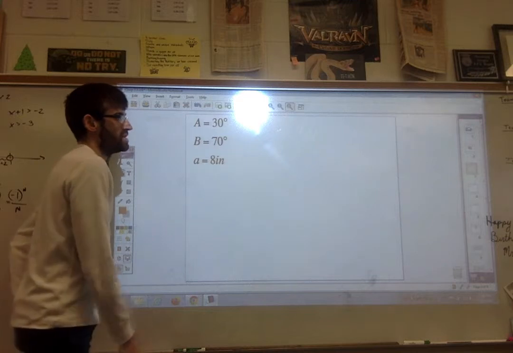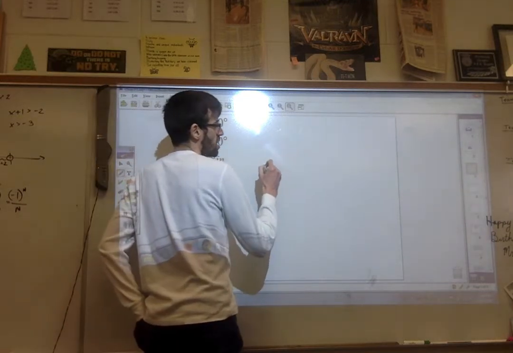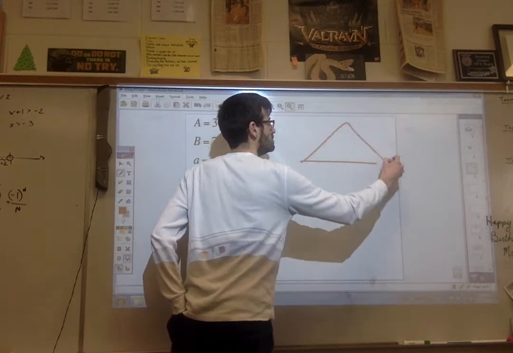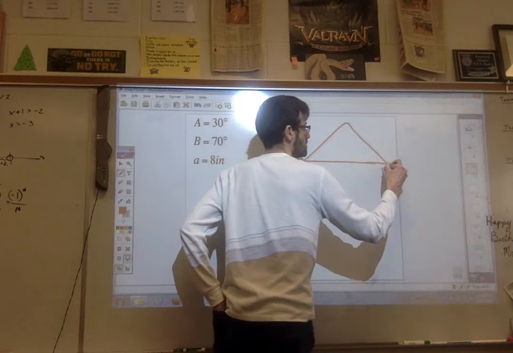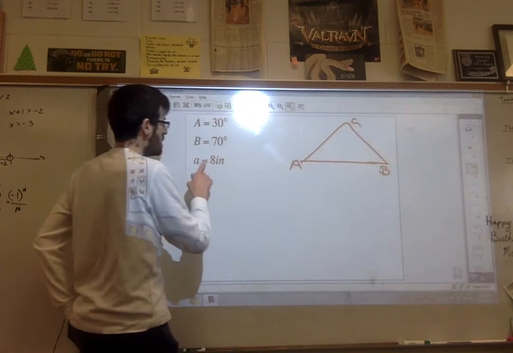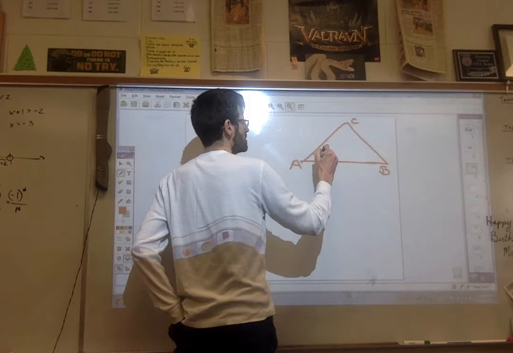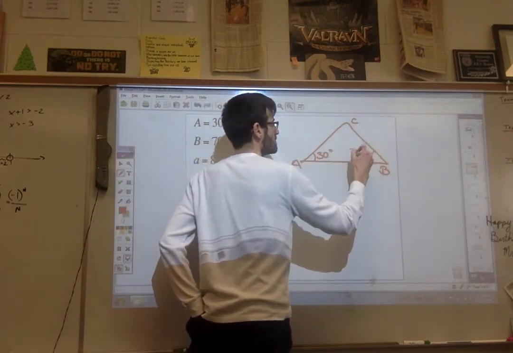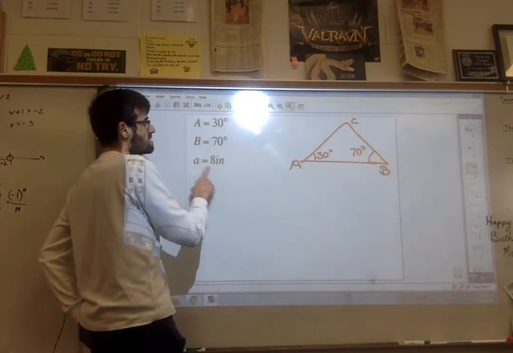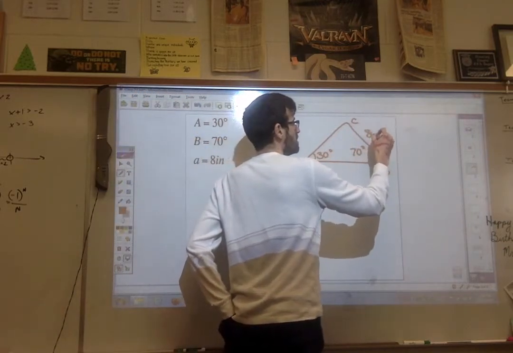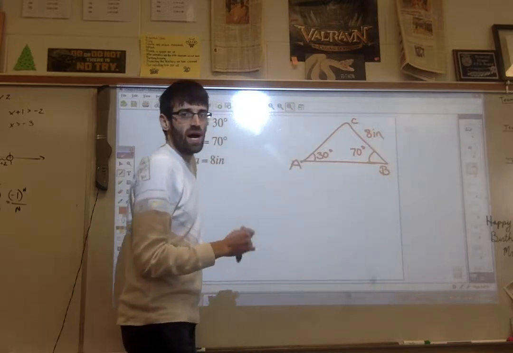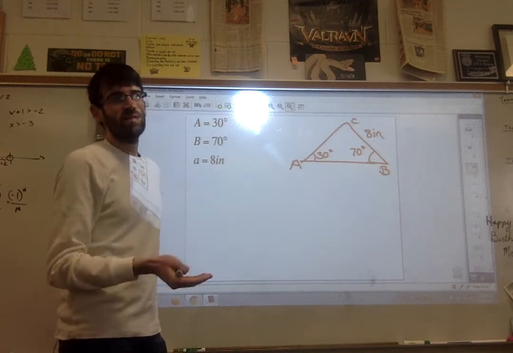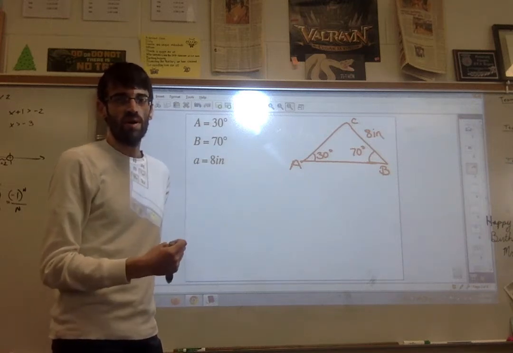So in the first example, I have A equals 30 degrees, B equals 70 degrees, and little a equals 8 inches. So the first thing I'm going to do is draw that triangle. Angle A equals 30 degrees, angle B equals 70 degrees, and little a, or side A, equals 8 inches. Now, understand that these are non-right triangles, so that's why I'm going to use the law of sines instead of right triangle trig or SOHCAHTOA.